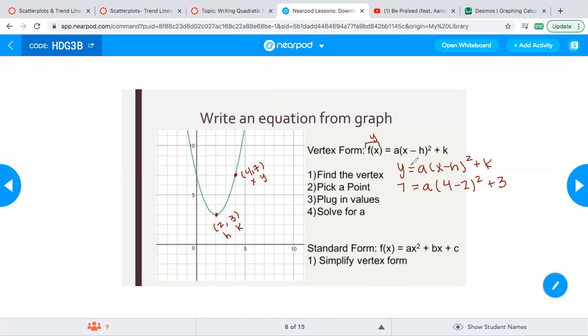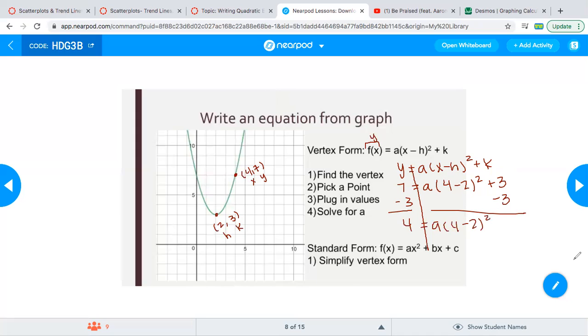So y'all did it different than the middle schoolers. If I remember correctly, y'all started with the positive 3, right? So what do I do with this? Subtract 3 from both sides. That gives me 4 equals A times (4 minus 2) squared.